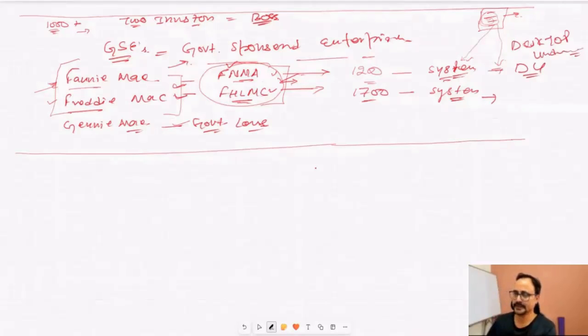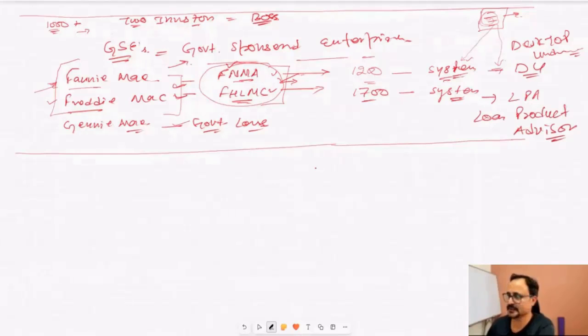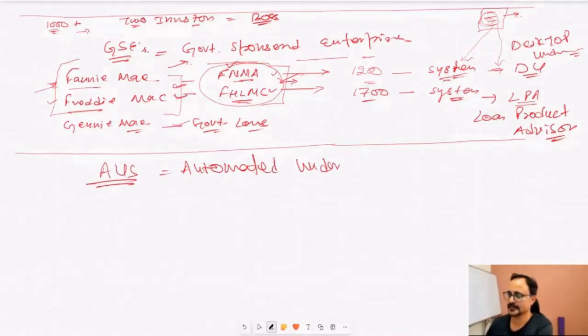And Freddie Mac has created LP. Now it is called LPA, Loan Product Advisor. These are the two different systems. Each has its own system, and the general term is AUS, Automated Underwriting System. AUS. Now, which AUS? DU or LP?